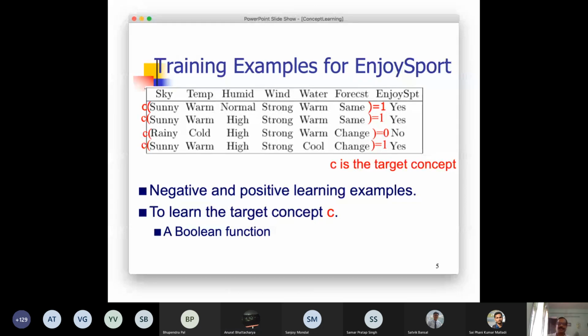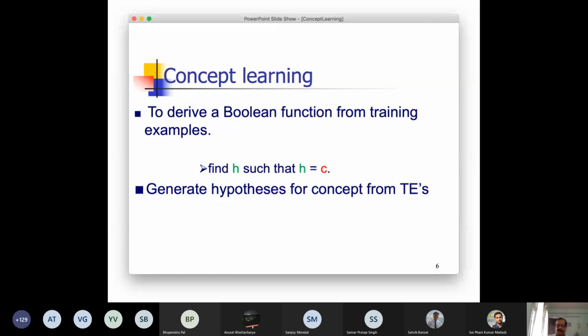So everybody agrees? Which means you have so many possible hypotheses, and out of them, one is actually the target concept. So you try to understand the challenge in this problem. So what is the solution?